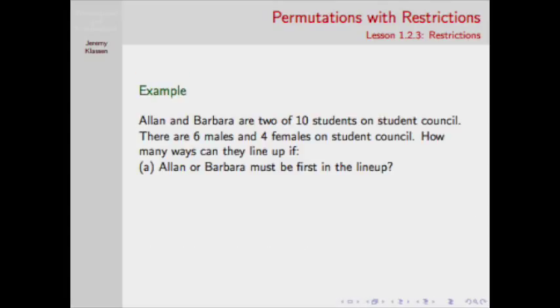Now let's take a look at a question about position. Alan and Barbara are 2 of 10 students on student council. There are 6 males and 4 females on the student council. How many ways can they line up? Let's say they're taking a picture, if Alan or Barbara must be the first in the lineup.